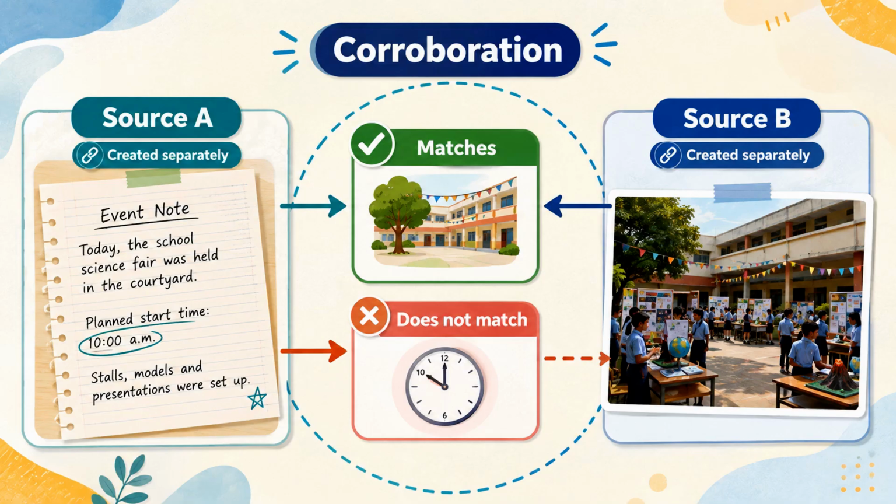Look first at the tags showing that source A and source B were created separately. Corroboration means comparing independent sources to see whether they support the same point. Here, both sources support the idea that an event took place in the courtyard, so that detail has stronger support. The planned starting time appears only in source A, so that detail has not been independently confirmed by source B.